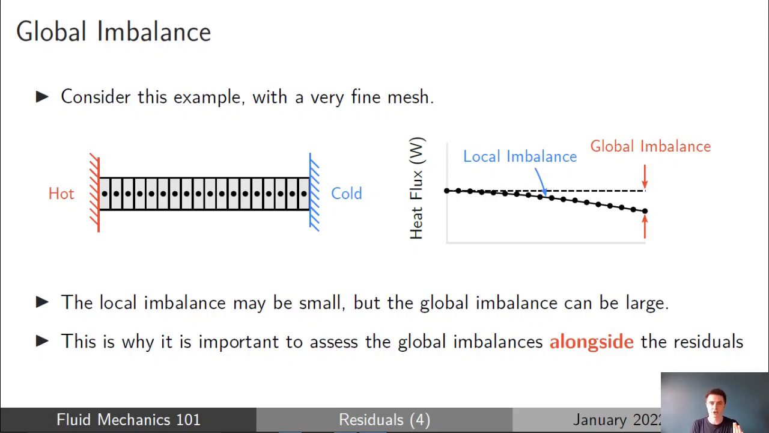And before I move on, I just want to make the very key point here that just because I've shown this example with a fine mesh where the local imbalance is a lot smaller than the global imbalance, just does not mean that if you refine your mesh, for example, that your local imbalance will get smaller and your global imbalance will get larger. Definitely don't make that misconception. This is just an example here to show you that there is definitely a difference between a local imbalance or a residual and the global imbalance. And it's important that we look at both of them because an error can be propagated forward through the mesh.